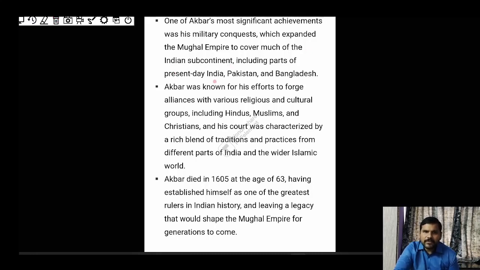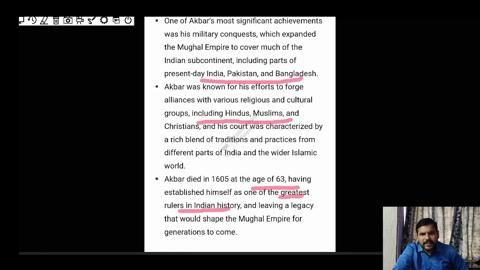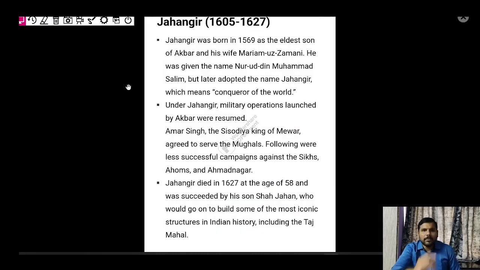You can see he expanded the empire across India, Pakistan, and Bangladesh. Basically, he made it a huge empire, and he was very religiously tolerant. He died at the age of 63. He is called one of the greatest rulers in Indian history, and he left a legacy that shaped the Mughal Empire for generations to come. So Akbar is considered one of the greatest emperors of the Mughal Empire. Next, we look at Jahangir.